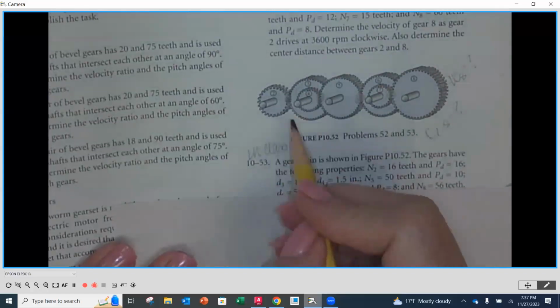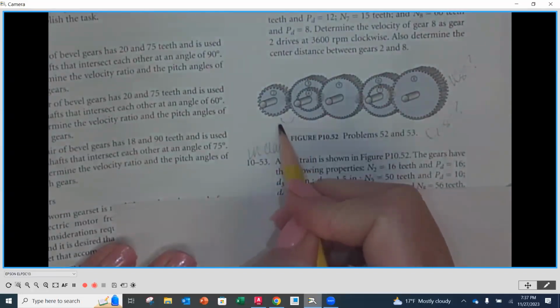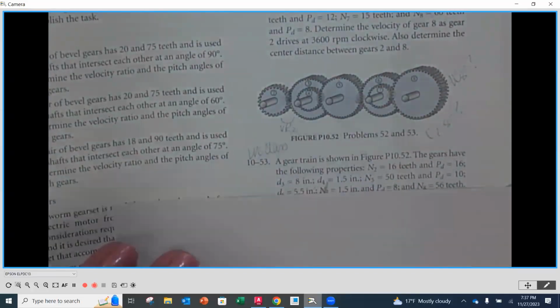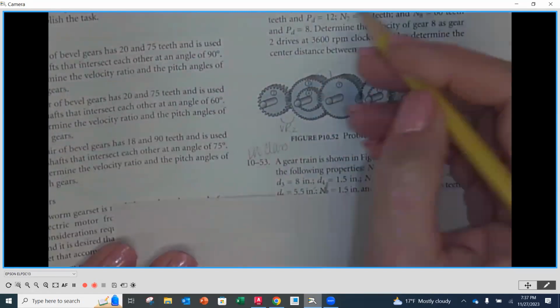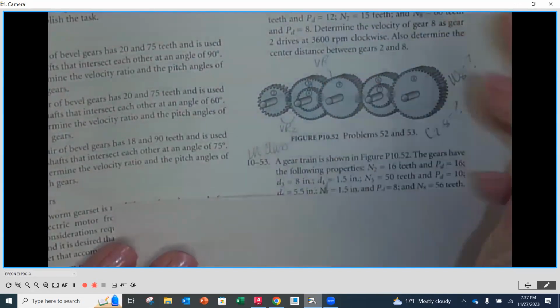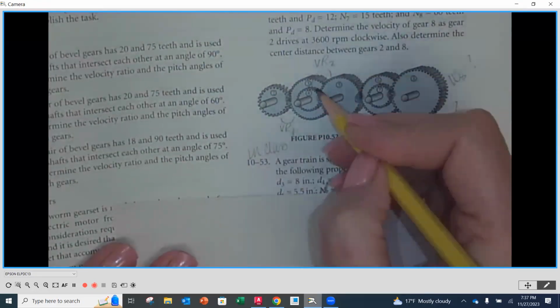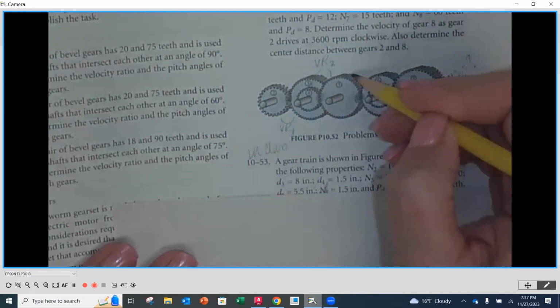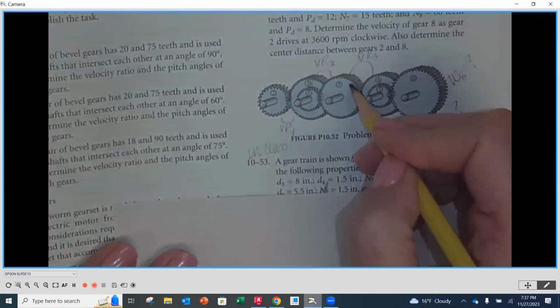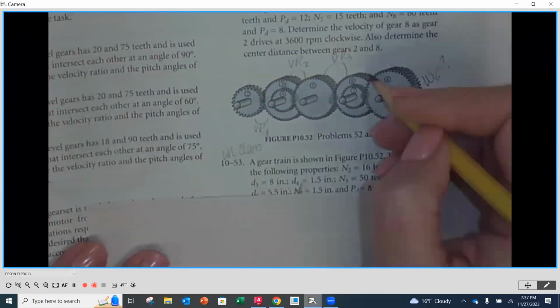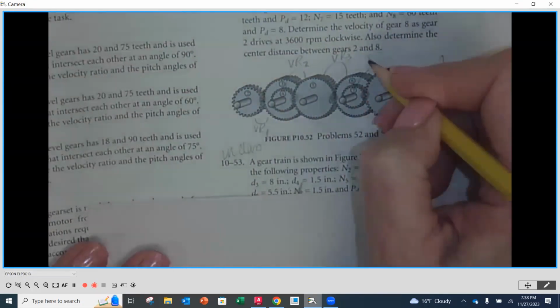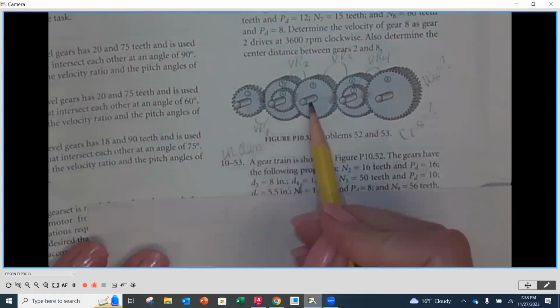So here we're going to have velocity ratio number 1 between 2 and 3. Velocity ratio number 2 between 4 and 5. Velocity ratio number 3 between 5 and 6. Velocity ratio number 4 between 7 and 8. And remember, you're going to have to do center distance.